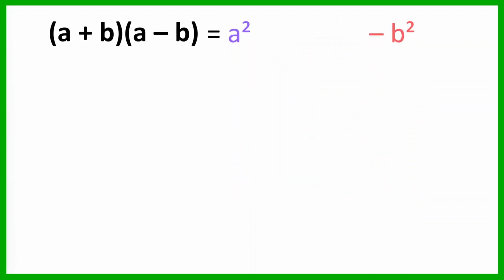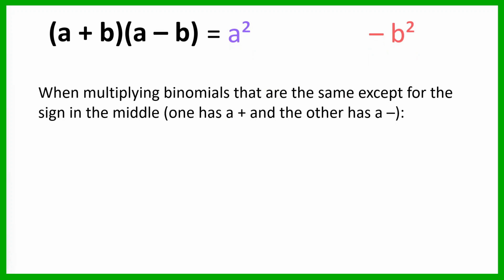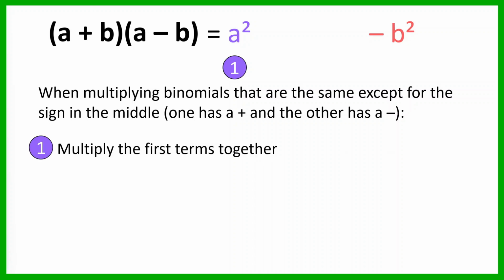Okay, so first of all, when we are multiplying binomials that are the same, except for the sign in the middle, over here you can see you have a plus b and a minus b. So they're the same except for the plus and the minus. One has a plus and the other one has a minus. When you are multiplying binomials like this together, the first thing you're going to do to get your first term is you're going to multiply the two first terms together. The first term in the first set of brackets and the first term in the second set of brackets. You're going to multiply those together. Okay, so you multiply the first terms together.